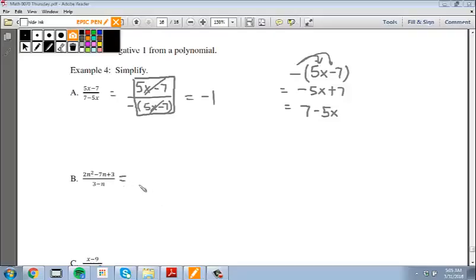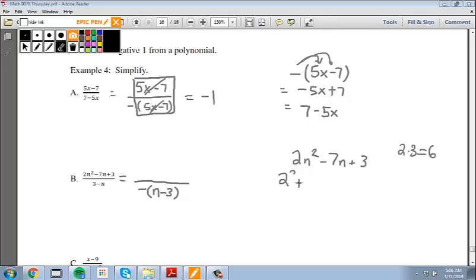Let's try the same thing for b. In the denominator, I don't want 3 minus n, so I'm going to change it to negative n minus 3. So again, putting that negative there reverses the order of the 3 and the n. And then I have to factor the numerator using the same methods as before. So 2 times 3 is 6. So I want numbers that would add up to the negative 7 also, which are going to be the minus 1n and minus 6n plus 3.